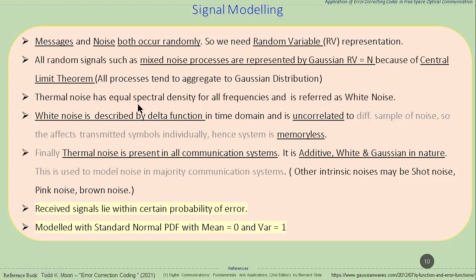Thermal noise cannot be removed from a system, so its effect has to be included when you are designing a system. It is referred to as white noise because at all frequencies its power is constant. Since the white noise at different samples is uncorrelated, the system becomes memoryless, and we have additive white Gaussian noise nature. There are other noises also, but this is the one we will use to simulate and implement our system.